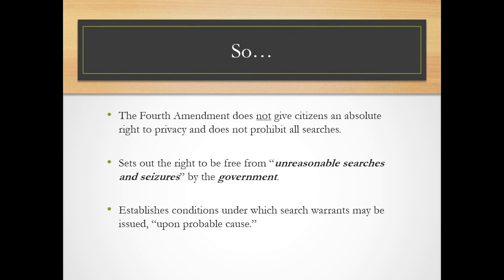And so, again, the Fourth Amendment does not give citizens an absolute right to privacy, and it does not prohibit searches in all cases. It sets out the right to be free from unreasonable searches and seizures by the government, and it establishes conditions where search warrants may be issued, where a magistrate, a judge, overseeing the activities of law enforcement agencies, the police, has to approve beforehand the police's ability to search. Now, this idea of probable cause is what we're after.